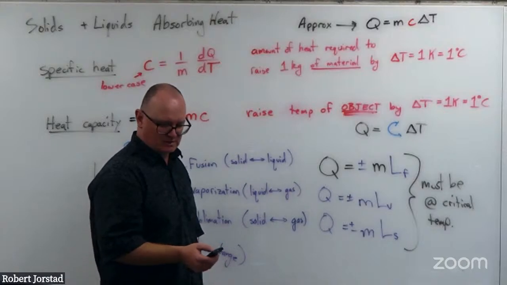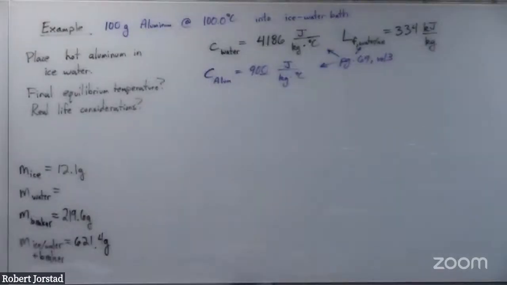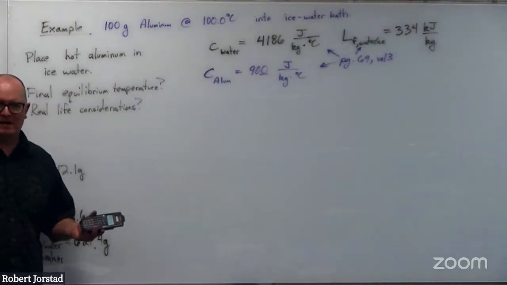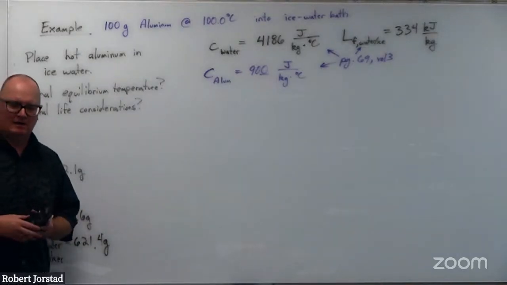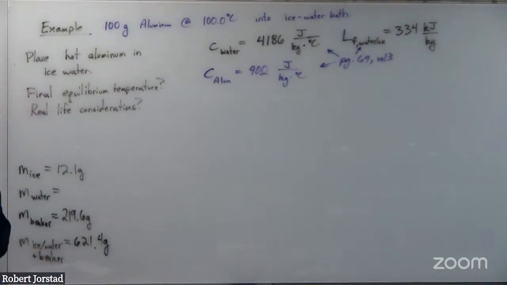So what we're going to try and do is use those equations to learn about the final temperature. If you want to try and do it yourself without my help, go for it now. Otherwise, I'm going to proceed. All right, I'm going to get all the masses first. 621.4 minus 219.6. So there's 401 grams total, minus 12.1. It's 389.7.